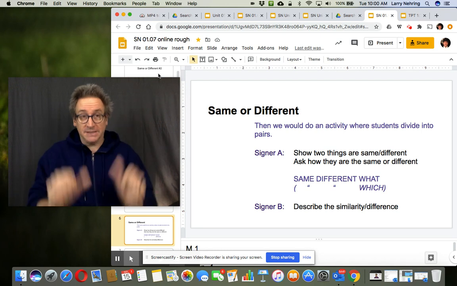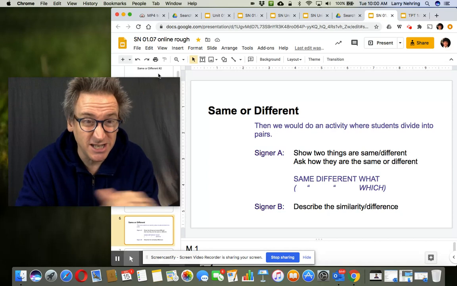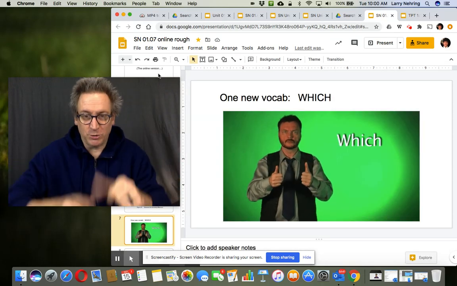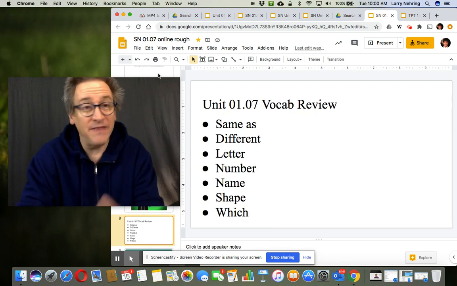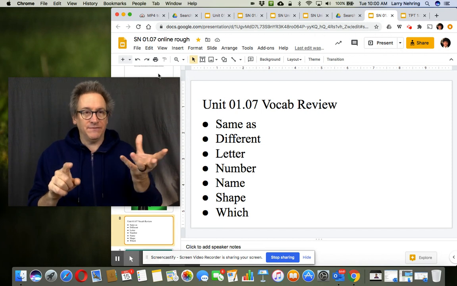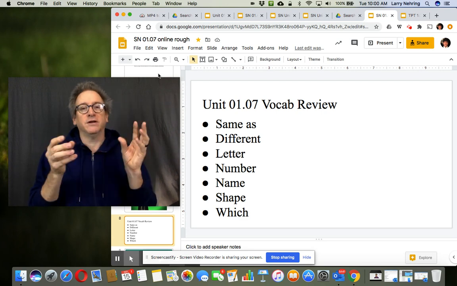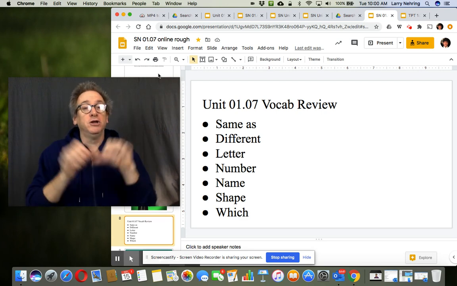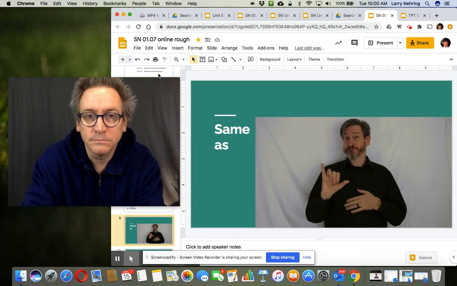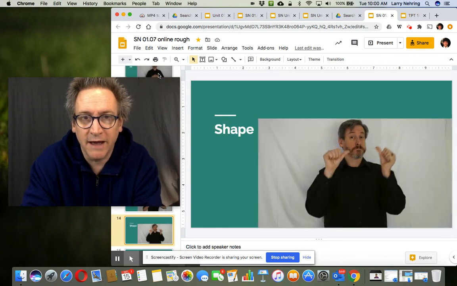Right. So the shape is different. We're actually getting to the point where we can have entire conversations. Just sign. So here's the new sign, which. And this is the vocab from the chapter. Review same, different. And then in the activity, we'd say what's different? Letters are different. Numbers are different. Their names are different. Shape, different. And then which. And then we'll go through, review them all, boom, boom, boom, boom, if you need to have the pressure.